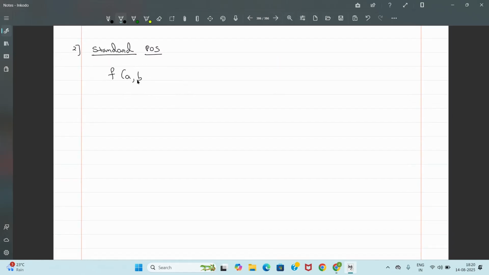Let's take an example. I have this f of ABC function, and here the equation will be given in terms of product of sums. Okay. A plus B into B bar plus C into maybe B, something like this. This is sum term multiplied. Okay. Sum terms are multiplied. Product of sum terms. Okay.